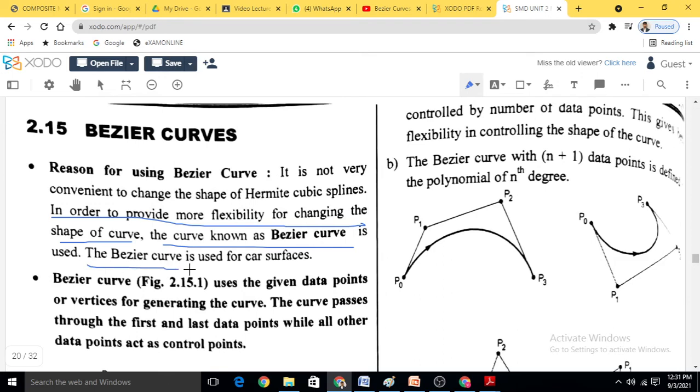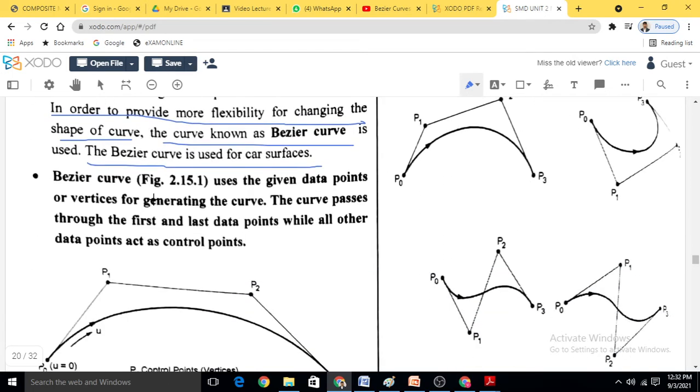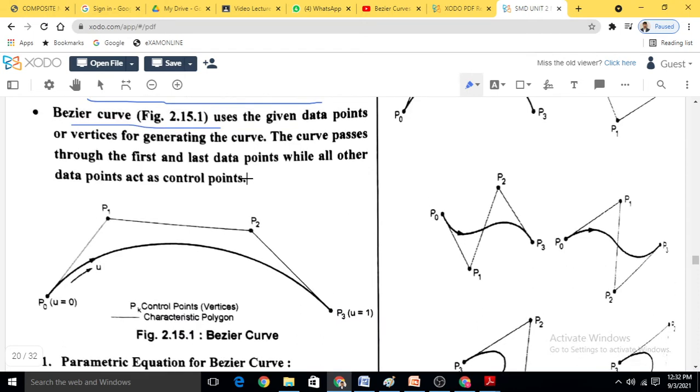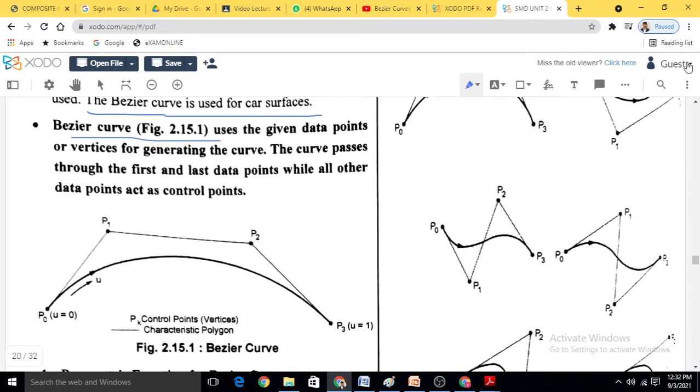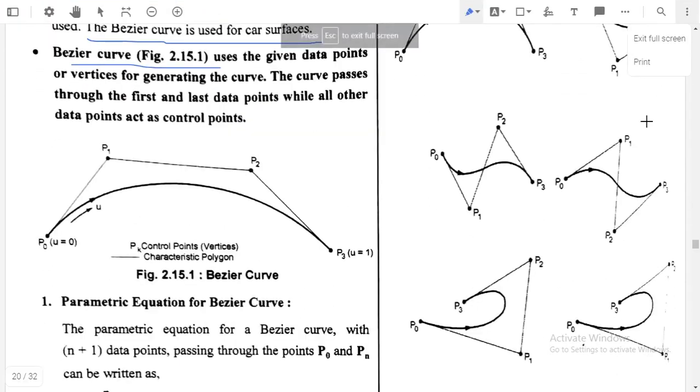The Bezier curve is used for car surfaces. So what are the requirements for the Bezier curve? See here, the Bezier curve uses the given data points or vertices for generating the curve. The curve passes through the first and last data points, and the other points are called the control points.